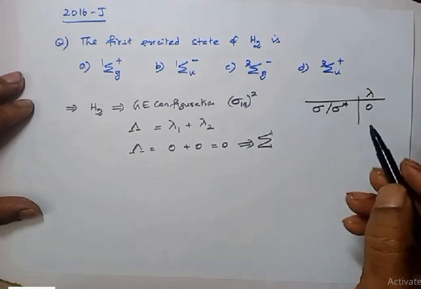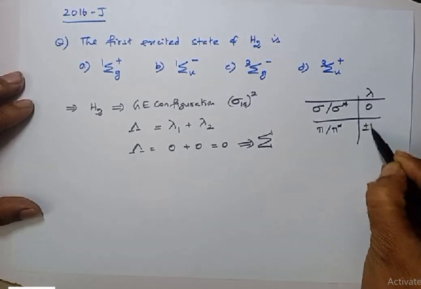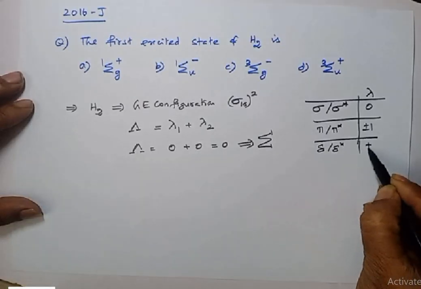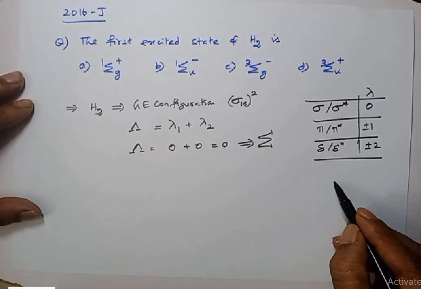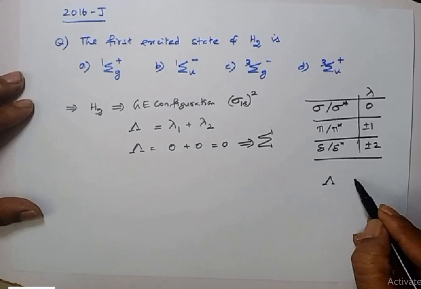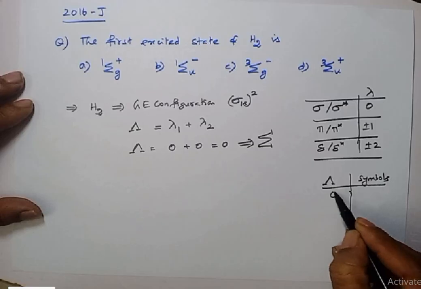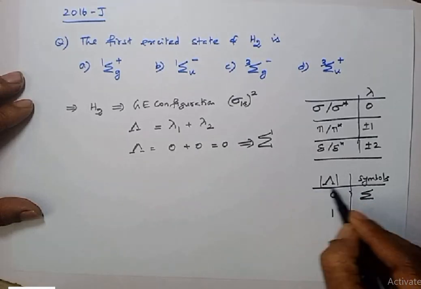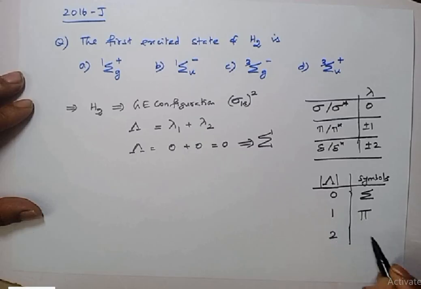Okay. And I have also told you this, listen. For pi and pi star orbitals, the lambda value is either +1 or -1. For delta and delta star orbitals, the lambda value is +2 or -2. Depending upon the big lambda value, different symbols are available like atomic term symbols. If lambda is 0, the symbol is sigma. If lambda is 1, actually we take the magnitude of lambda. If the magnitude of lambda is 1, then the symbol is pi. If the magnitude of lambda is 2, then the symbol is delta. Like that the symbol goes.